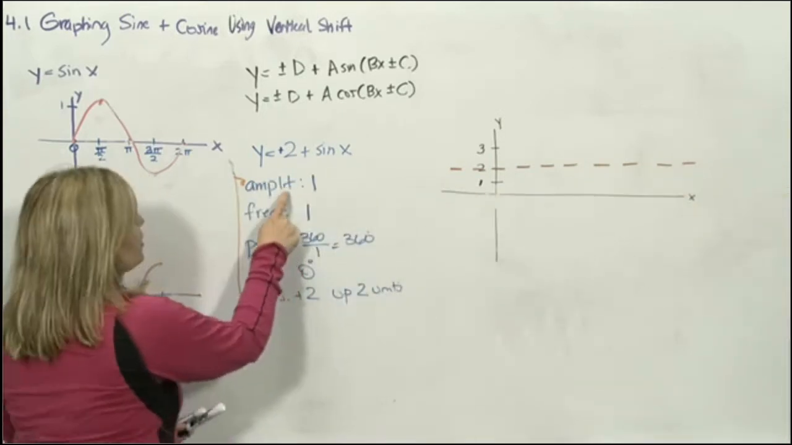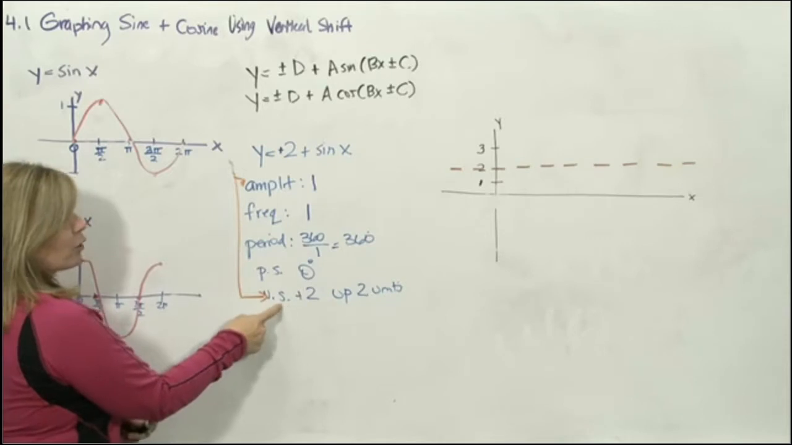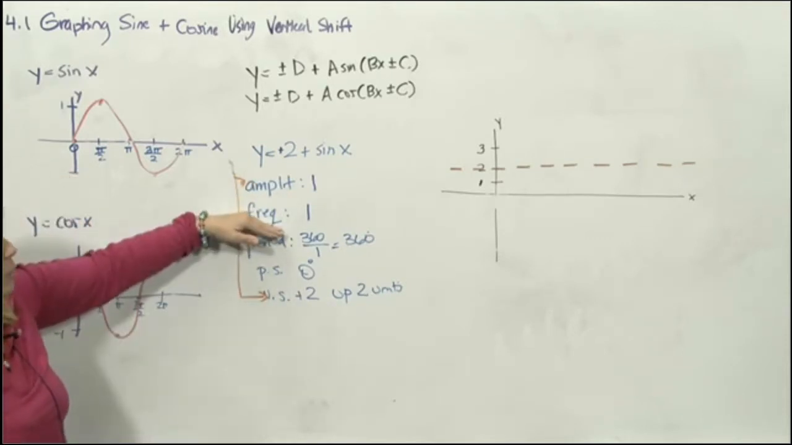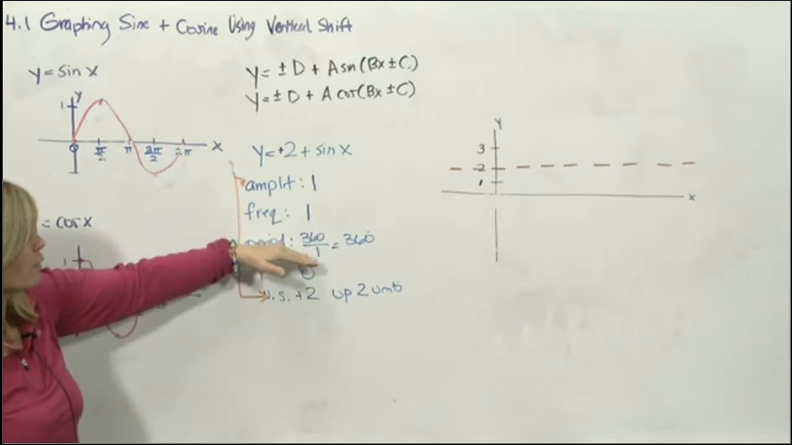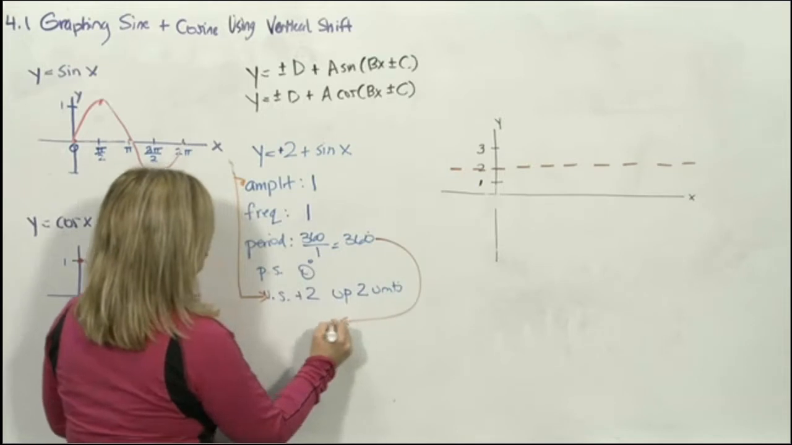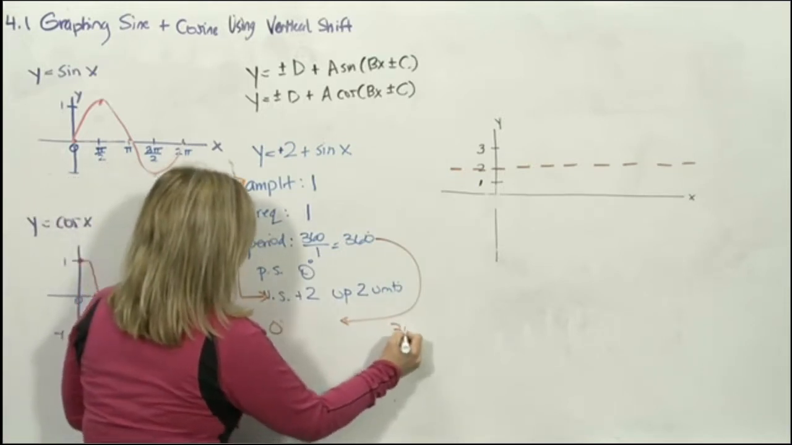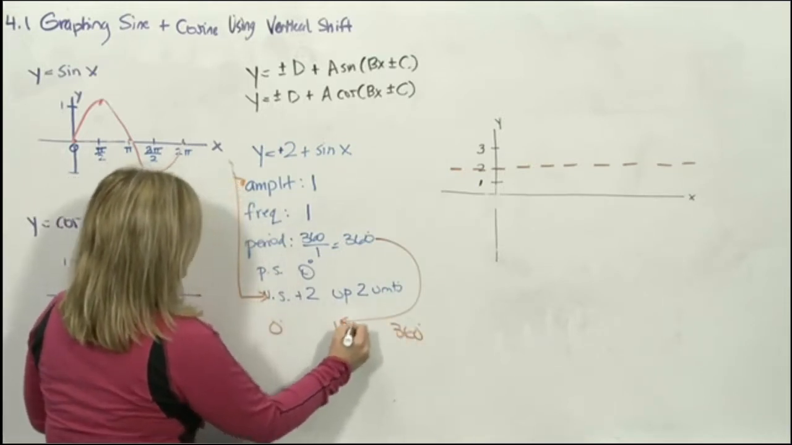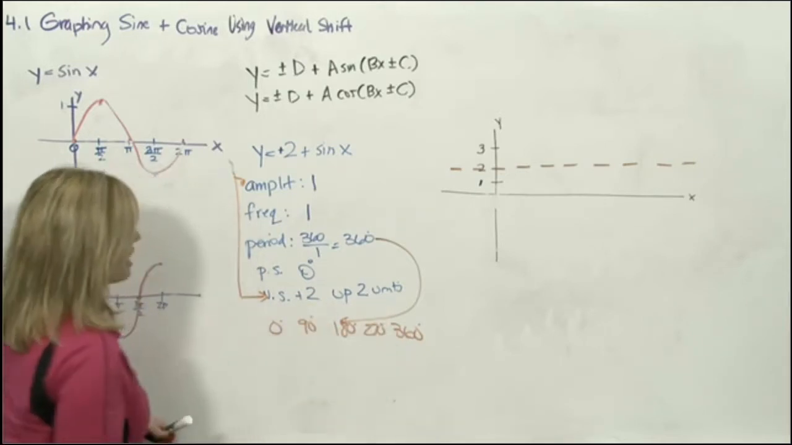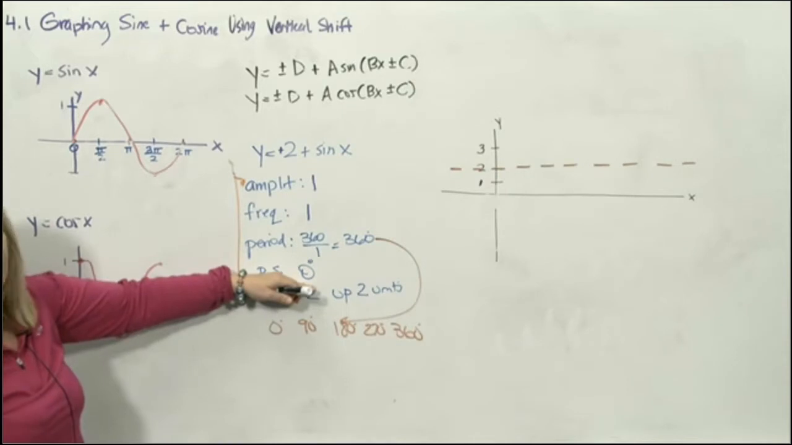So before you put the amp, you put the vertical shift. And then you count the amp. Frequency still means we're drawing one curve. The period is 360. So we break the period up into 5 units. So from 0 to 360, halfway is 180, halfway is 90, halfway is 270. There is no phase shift.